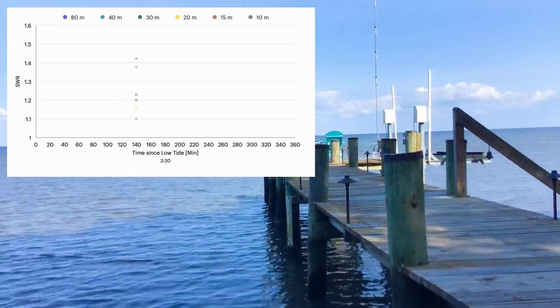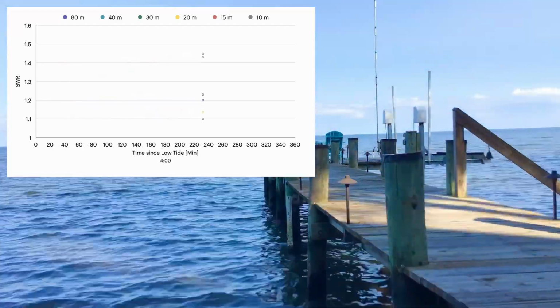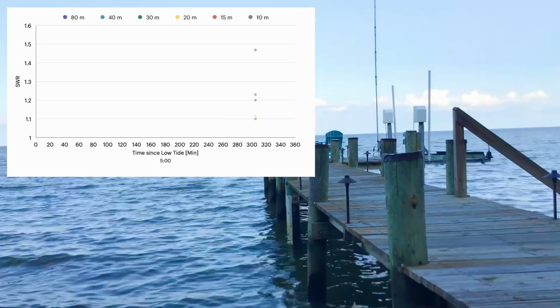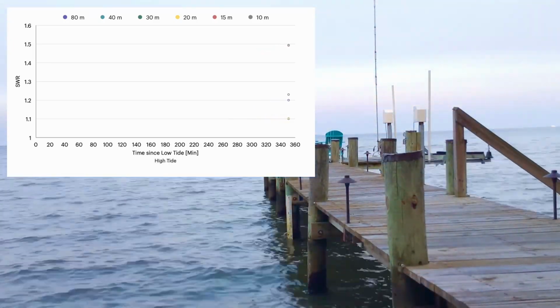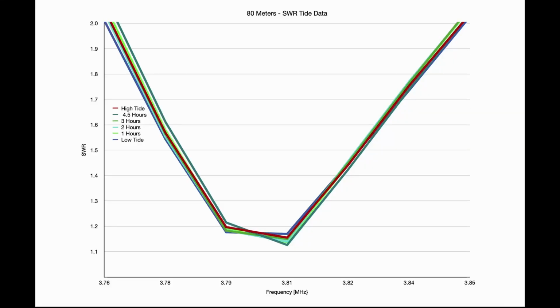This is a time lapse of the tide versus SWR. At first glance, it looks like there are some minor changes in SWR. Well, that was a fun little time lapse, but let's look at the data more in depth.